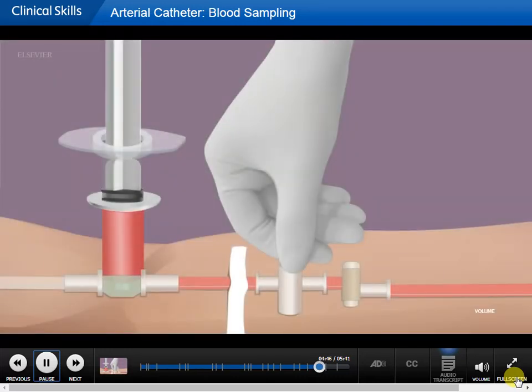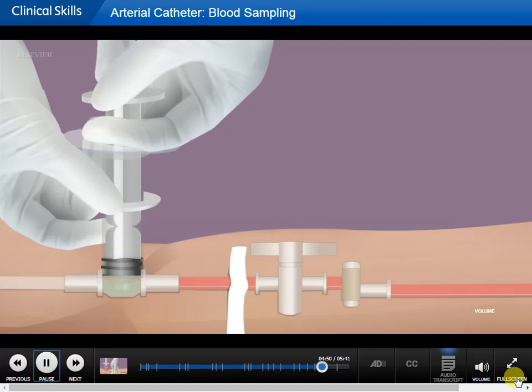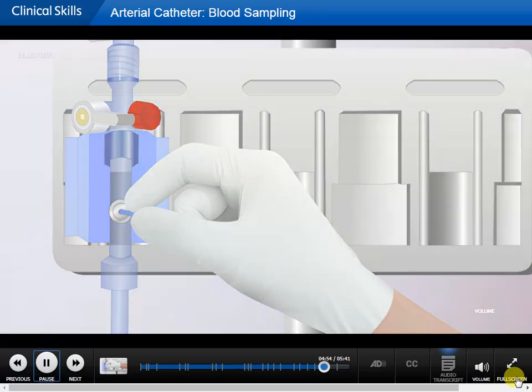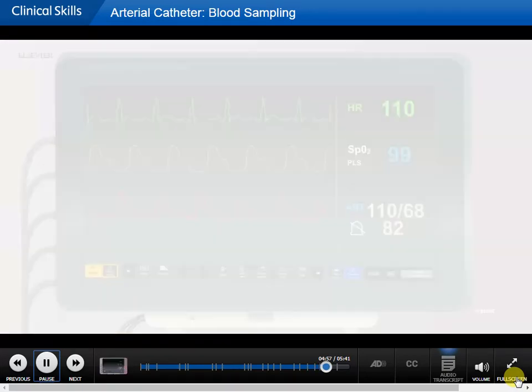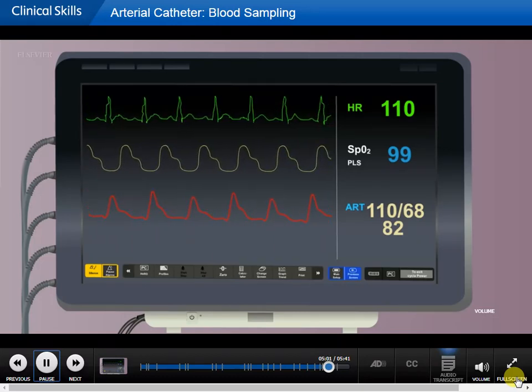Open the stopcock by turning the handle parallel to the tubing. Slowly and smoothly re-infuse the reservoir volume. Flush the system using the fast flush device. Turn the alarms on and ensure that the waveform returns.